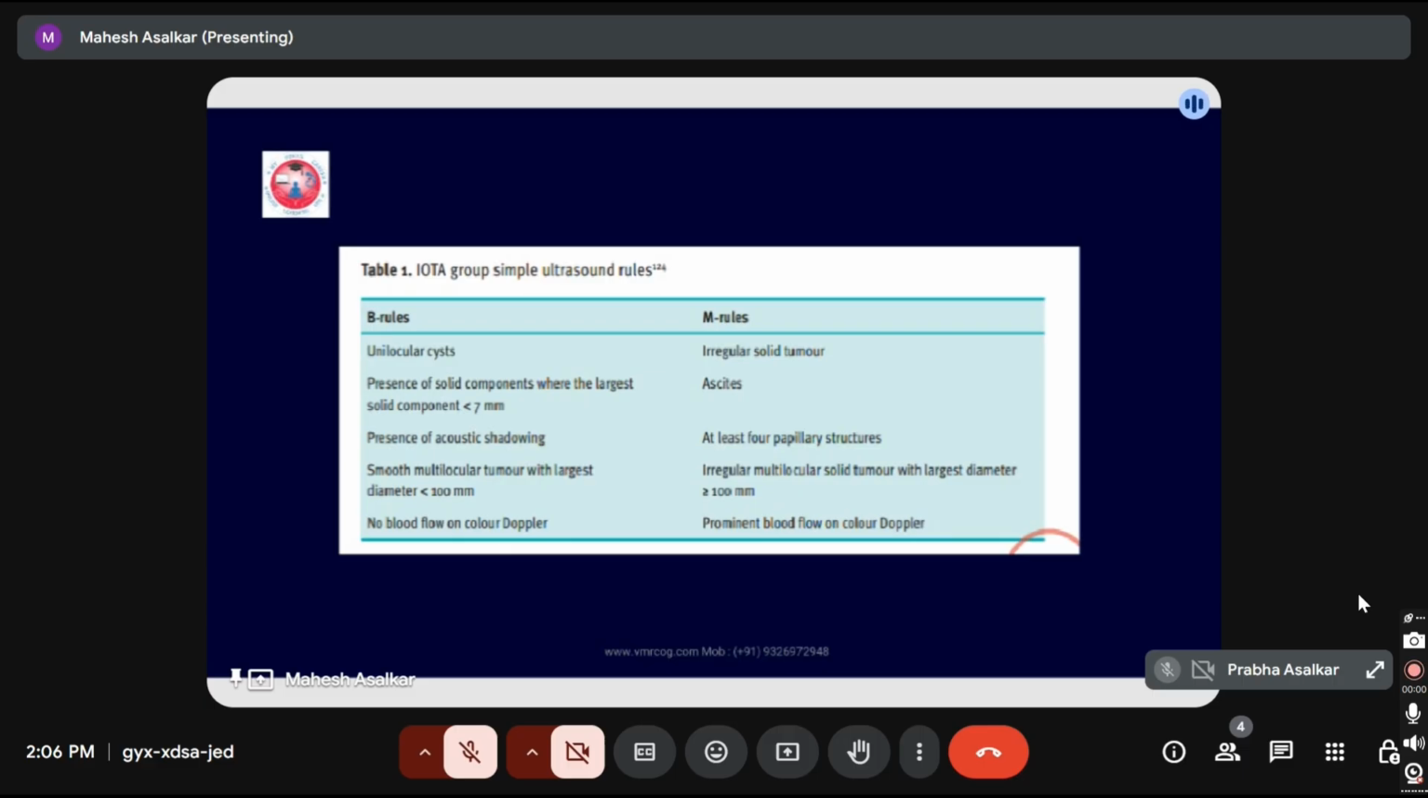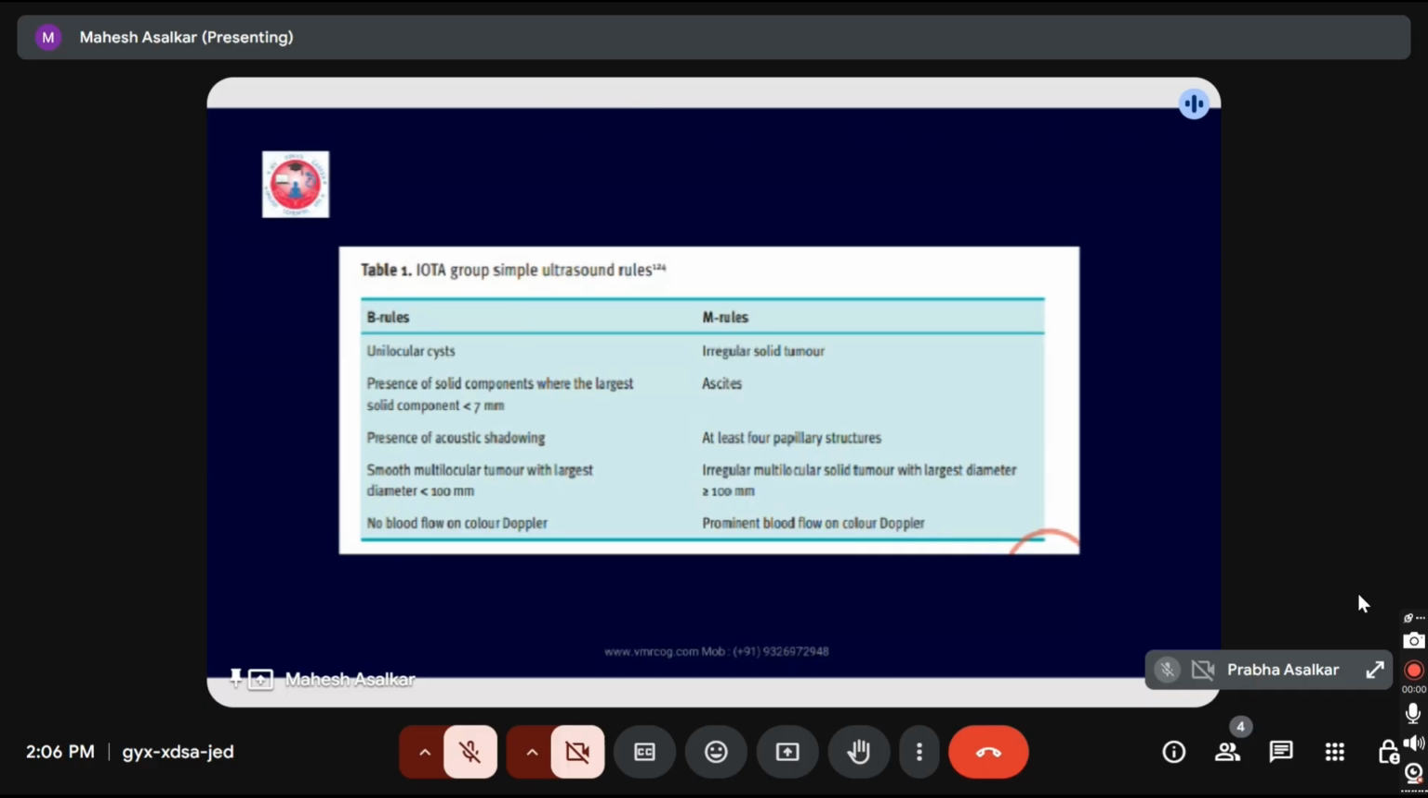While M rules are irregular solid tumor. We mentioned presence of solid component favors malignancy. Okay, so if it is an irregular solid tumor, it is an M rule. Then ascites, presence of at least 4 papillary structures, irregular multilocular solid tumor with largest diameter more than 10 centimeter or more than 100 millimeter is M rule. Okay, and prominent blood flow on color Doppler. So if it is an irregular solid tumor, multilocular irregular solid tumor with largest diameter more than 10 centimeter, ascites, presence of papillary structures more than 4, and prominent blood flow on the color Doppler.